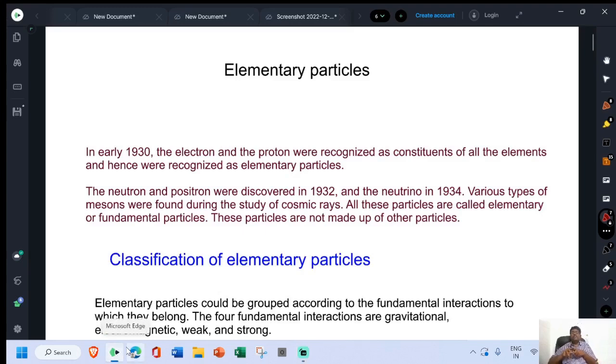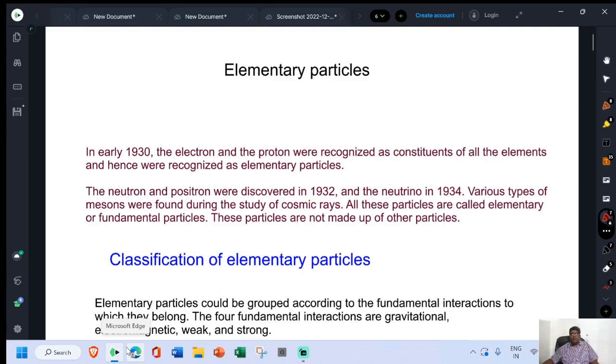In this presentation, we have talked about elementary particles. The particles which are responsible to constitute an element are called elementary particles or fundamental particles. These particles are not made up of some other. In fact, the size of the elementary particles is lesser than that of an atom.